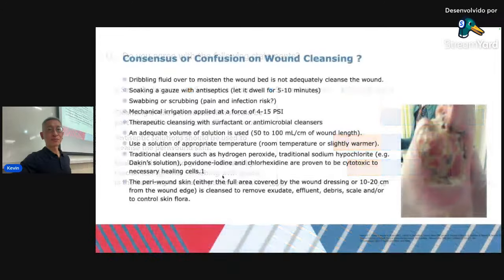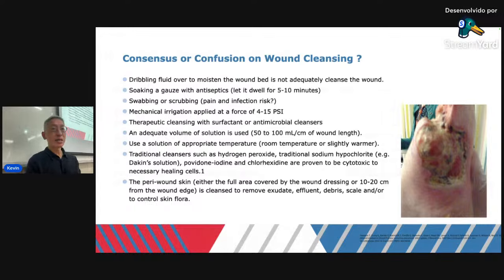So what is the consensus document telling us? Dribbling or moistening the wound is no longer considered adequate and best practice for cleansing a wound. We need to be more aggressive. We need to generate enough pressure in the wound environment to clean the debris and bacteria. Alternatively, we can use a soaking method, but we have to make sure the dwelling time is adequate enough to allow the cleaning process to occur.